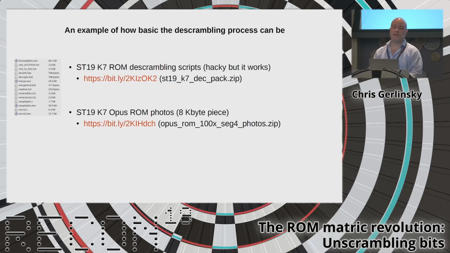So for an example of how basic this process can be, again, I'm not trying to claim that I have the secrets to decrypt any possible kind of encrypted ROM. I'm just saying that a lot of the ROM that would be considered encrypted is very poorly encrypted, and the visual patterns give really a lot away. There are a couple of links here that have the scripts that I use for descrambling these ST19 K7 series ROMs, and a few photos from this Opus chip if you're interested in trying to extract the bits visually and run them through the process.